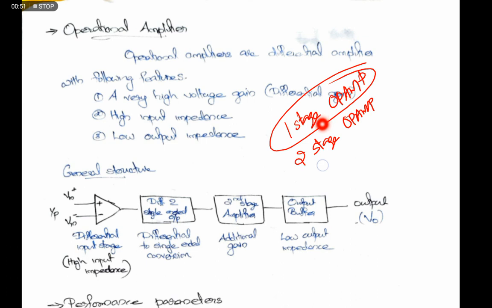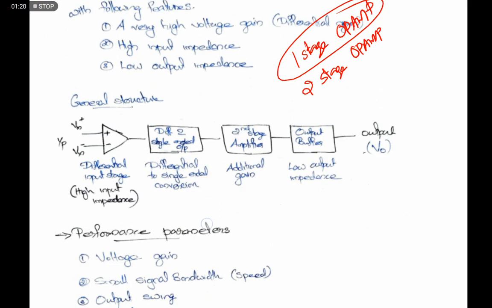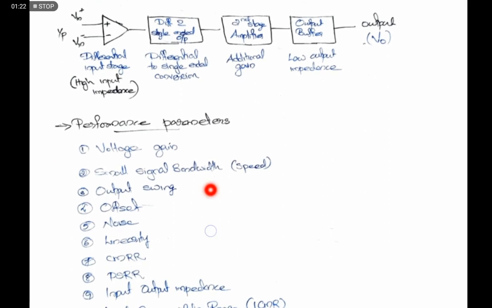amplifier, or a single differential amplifier. We can call it a one-stage OPAMP. The circuits that we discussed in differential amplifier are equally applicable in one-stage OPAMP also. Okay, and two-stage OPAMP is used to improve the gain as well as the output swing compared to one-stage OPAMP. So in this section, we will discuss the basic block diagram of operational amplifier, the different parameters of operational amplifiers, and different types of one-stage OPAMPs.